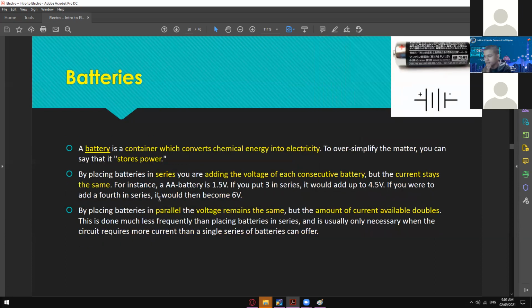Right. And then batteries. So this is very, very simple. A battery stores energy wherein it can release it when you're going to use it. And then we have this kind of connection. We have the series and then the parallel.